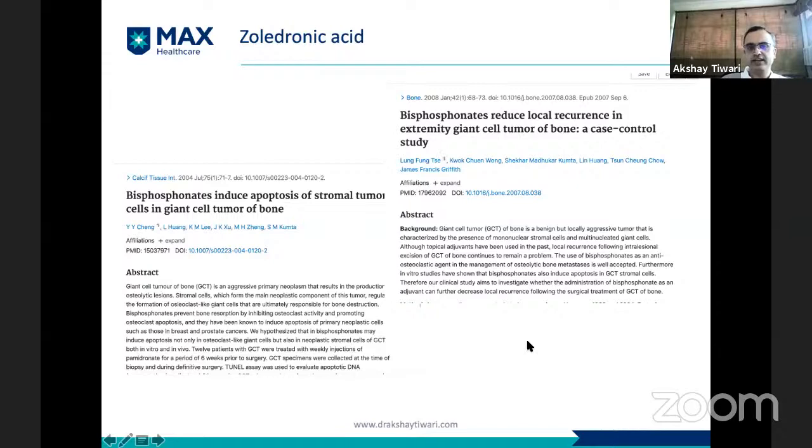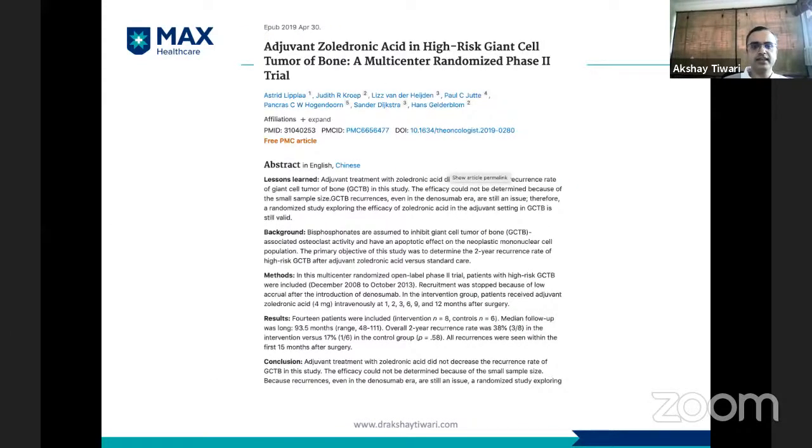And it was shown that they actually reduce local recurrence in the clinical setting as well, but there have been reports showing the contrarian view where they did not actually find zoledronic acid decreasing the recurrence rates.